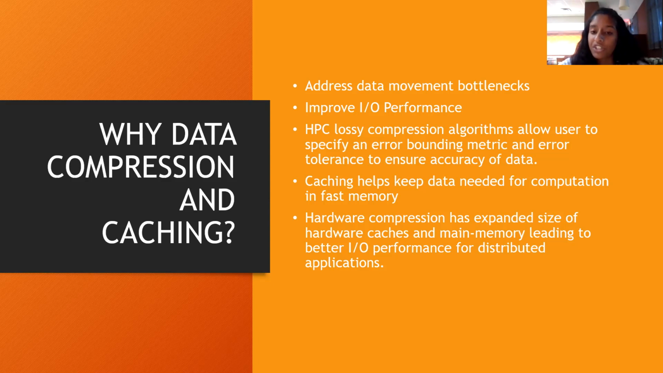On the other hand, caching helps keep data needed for computation in fast memory. It also helps reduce the data movement and thereby improve the I/O performance for distributed applications. Prefetching limits the delay in the critical path when the data is not found in the cache.